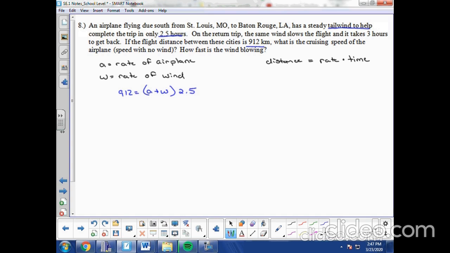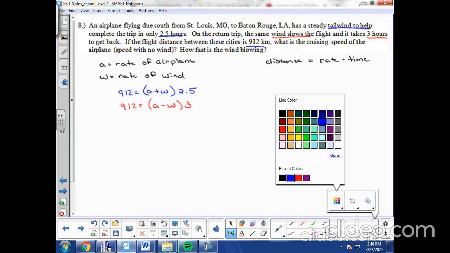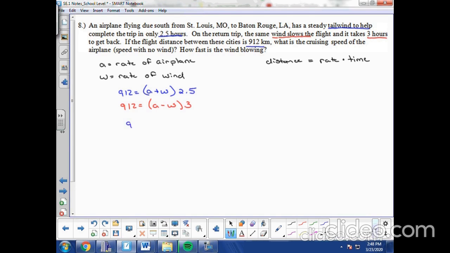Now we need another equation for the way back. On the way back, the wind slows the plane. The distance is still the same, but this time the wind is taking away from the airplane. So A minus W, and then it takes 3 hours. These are our two separate equations. Now let's distribute to rewrite these a little bit. 912 equals 2.5A plus 2.5W, and 912 equals 3A plus 3W.